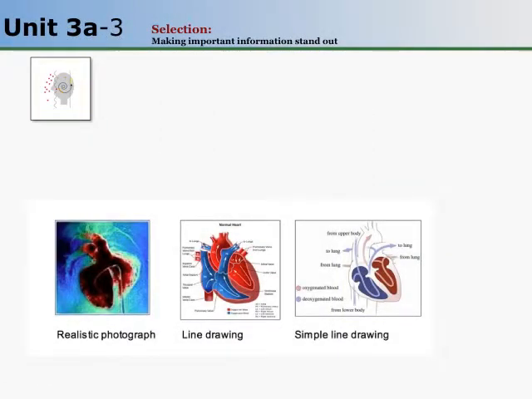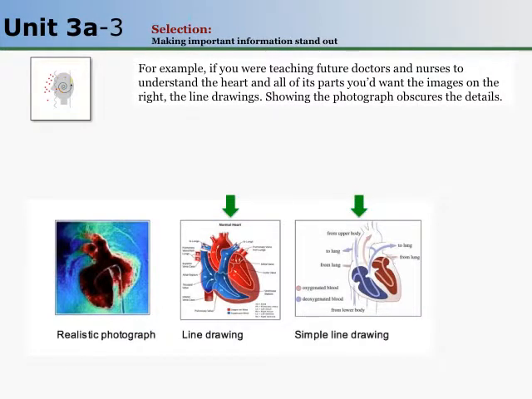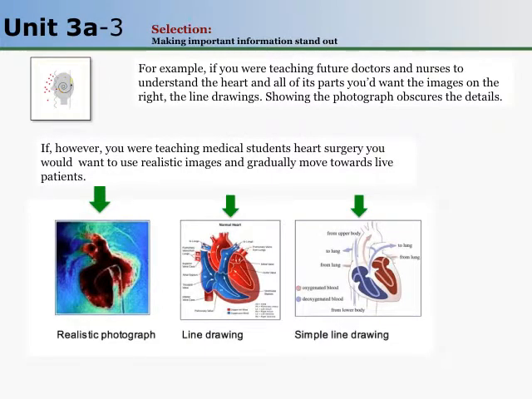So let's look at some examples of selection. Selection is the idea of making important information stand out. If you were teaching future doctors and nurses to understand the heart and all of its parts, you'd want the images on the right, the line drawings. Showing the photograph would obscure the details. So that's why you see the 2 little arrows pointing down on the line drawings. If, however, you were teaching medical students heart surgery, you'd want to use realistic images and gradually move towards live patients.